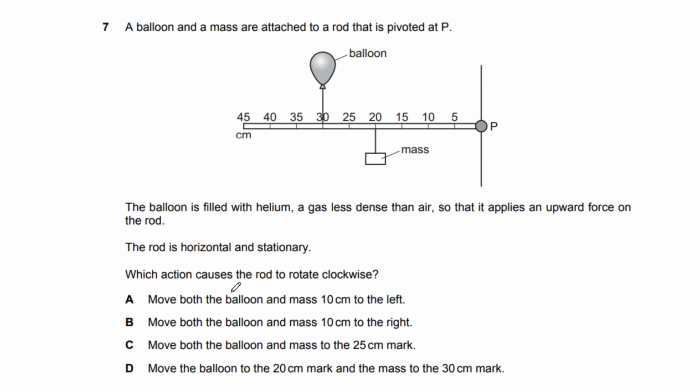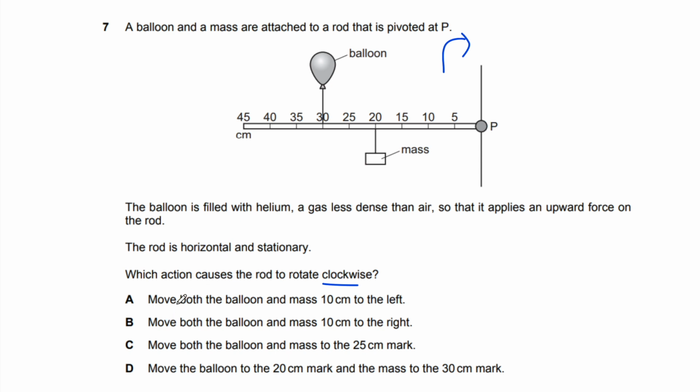A balloon and a mass are attached to a rod that is pivoted at P. The balloon is filled with helium, a gas less dense than air, so that applies an upward force on the rod. The rod is horizontal and stationary. Which action causes the rod to rotate clockwise? So this will be clockwise, which means that this balloon will have a larger moment on this point.